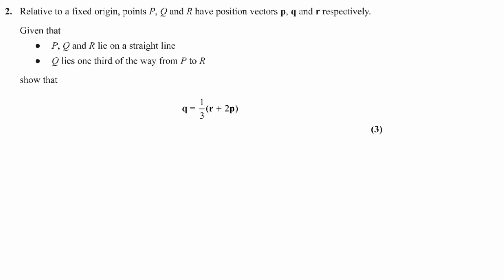Just to finish this video off, just a quick question on vectors. You are told that P, Q and R have positions relative to an origin and they all lie in a straight line from the origin. So P, Q and R. Now the vectors to get to each of them are p, q and r, but we're told that Q lies 1/3 of the way from P to R.